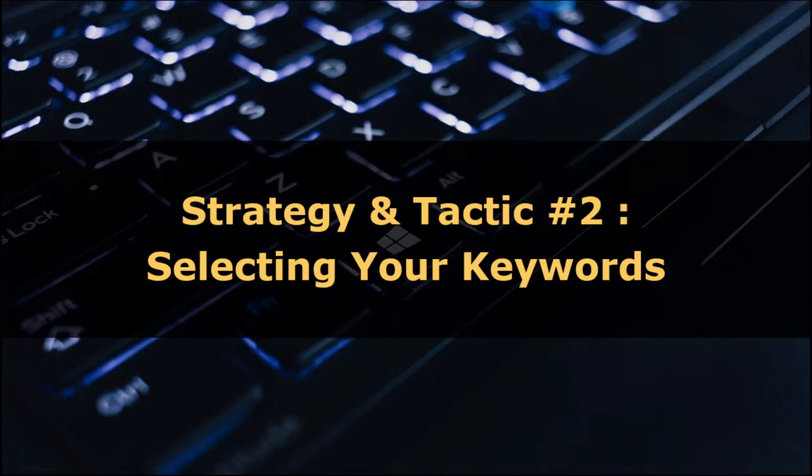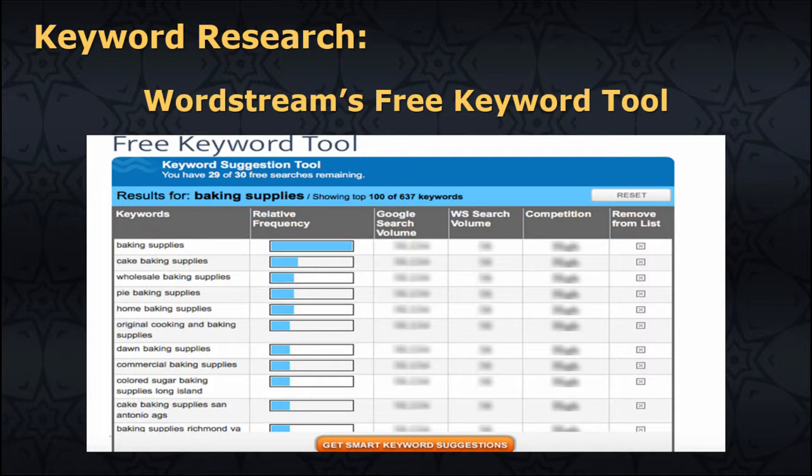Strategy and tactic number 2, selecting your keywords. Now that you've already structured your AdWords account based on the campaigns, you would now have to identify which relevant keyword to use for the different campaign ads. Keyword research must be done to find suitable and effective keywords. This is to ensure that the keywords you intend to use are not of a low quality score and are also not too competitive. One way to do this is using WordStream's free keyword tool.